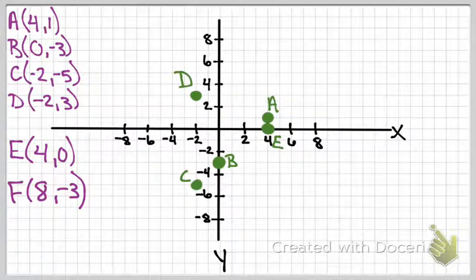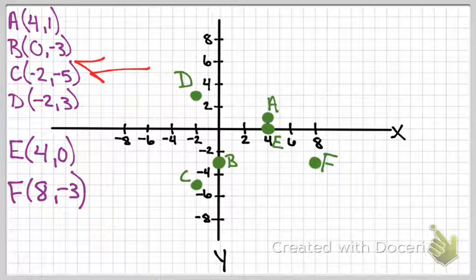What about point F? Where did you go? Right 8, and then where? Down 3. Okay, now I want you to identify the location for each point. What quadrant, or what location specifically, for each point. So next to the ordered pairs, over here, you're going to write the location.